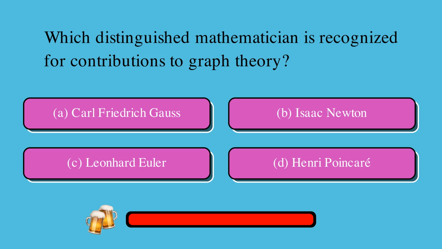Which distinguished mathematician is recognized for contributions to graph theory? Is it A, Carl Friedrich Gauss, B, Isaac Newton, C, Leonhard Euler, or D, Henri Poincaré? The correct answer is C, Leonhard Euler.